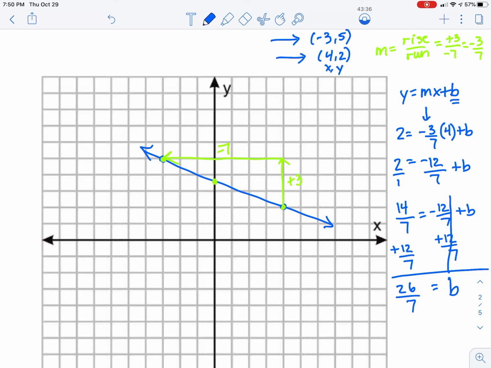So now to finish up the slope-intercept form, I'm going to write it right here on my coordinate plane. So y equals negative 3/7 times x plus 26 over 7. That's the equation for that line, and that finishes up test 4.